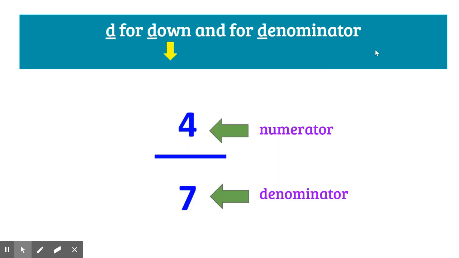Okay. Well, first thing we need to know is that the number up the top, the numerator, is always at the top, and then the denominator is always down at the bottom. So D for down and D for denominator.